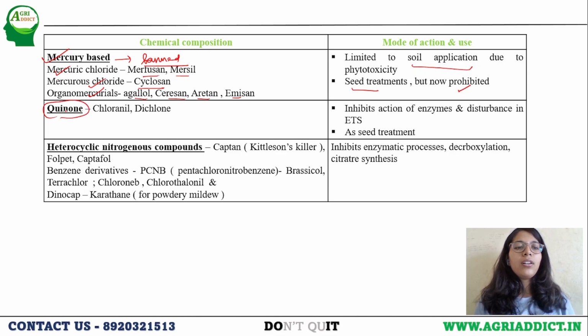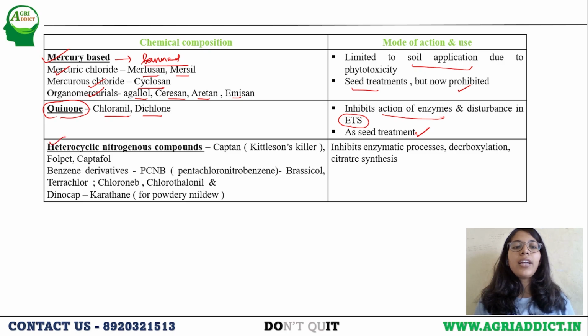The quinone group has chloranil and dichlone. What is the mode of action? It inhibits the action of various enzymes and it disrupts the electron transport system. It is used as a seed treatment.